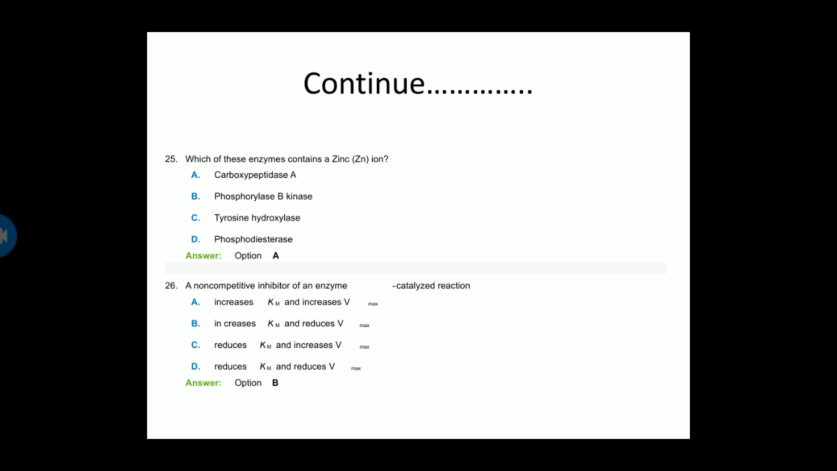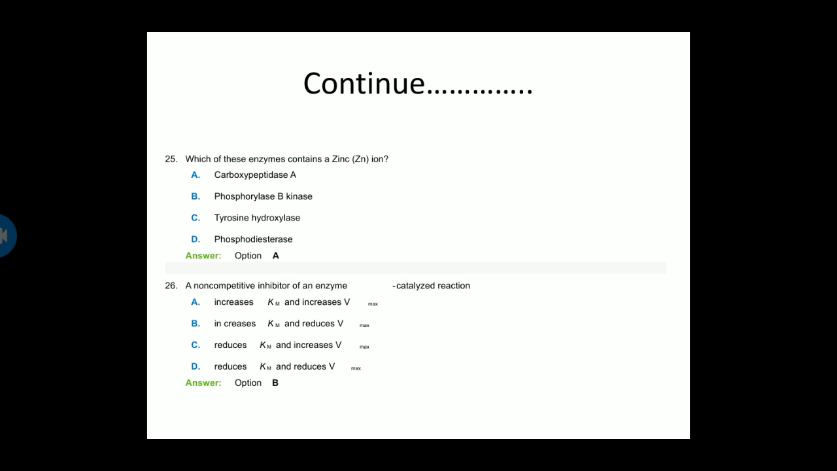Next question: which of these enzymes contain a zinc ion? A is carboxypeptidase A, B is phosphorylase B kinase, C is tyrosine hydroxylase and D is phosphodiesterase. So option number A, carboxypeptidase A, is the correct answer for the enzyme which contains the zinc ion.